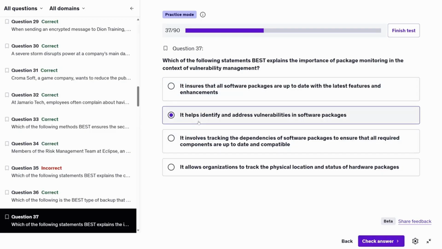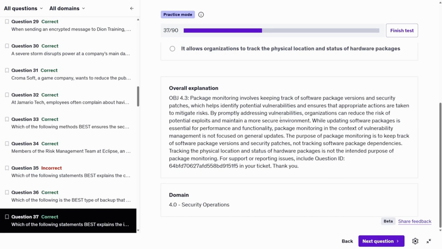The correct answer is B. It helps identify and address vulnerabilities in software packages. Package monitoring involves keeping track of software package versions and security patches, which helps identify potential vulnerabilities and ensures that appropriate actions are taken to mitigate risks. By promptly addressing vulnerabilities, organizations can reduce the risk of potential exploits and maintain a more secure environment.